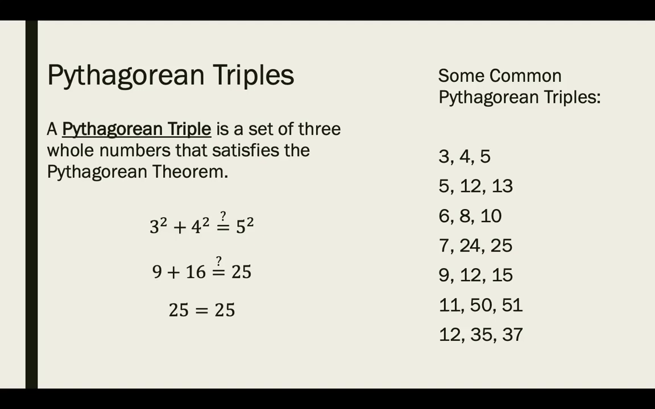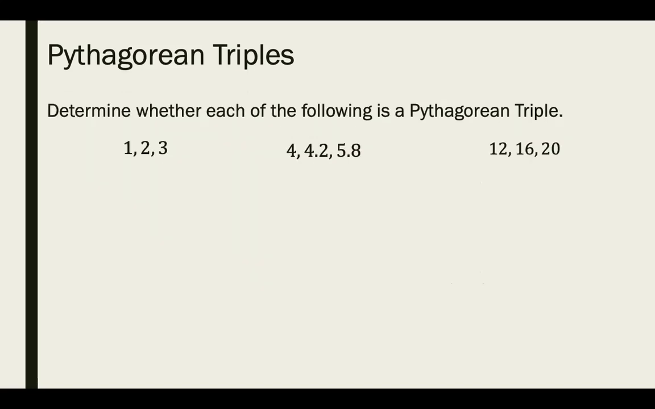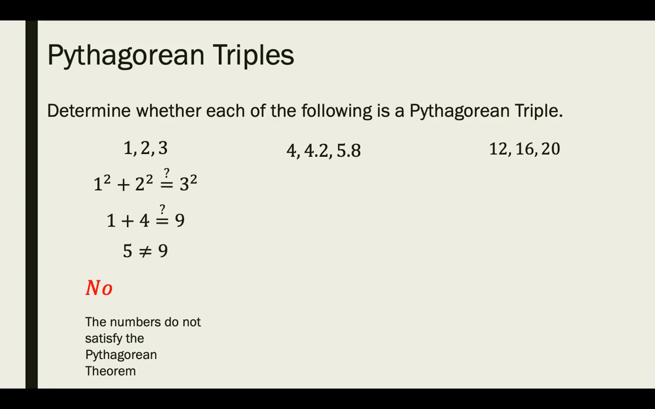Now notice that it's not any set of 3 numbers that satisfies the Pythagorean theorem. They have to be whole numbers. So things like square roots that can't be simplified, decimals, fractions are not going to show up in our Pythagorean triples. Only positive integers, or whole numbers. If we take a look at some potential triples, first let's look at 1, 2, 3. We do 1 squared plus 2 squared and see if it's equal to 3 squared. That gives us 1 plus 4 equals 9, which is not true. So 1, 2, and 3 do not form a Pythagorean triple.